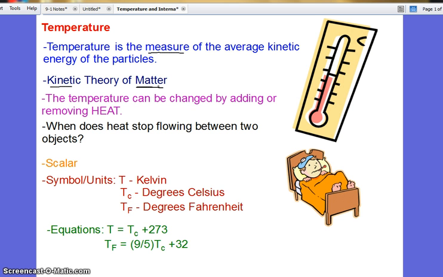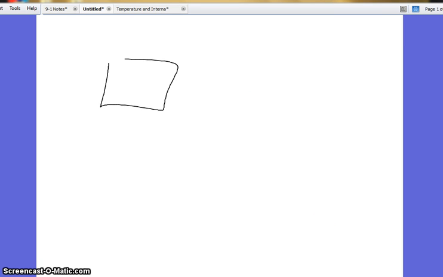Now, how do we change the temperature of an object? We do so by either adding or removing heat. So let's say that we have ice in water. The ice is not at 0 degrees, it's a little bit colder than that, and the water is above 0 degrees. And so what's going to happen is heat is going to flow from the hotter to the cold.